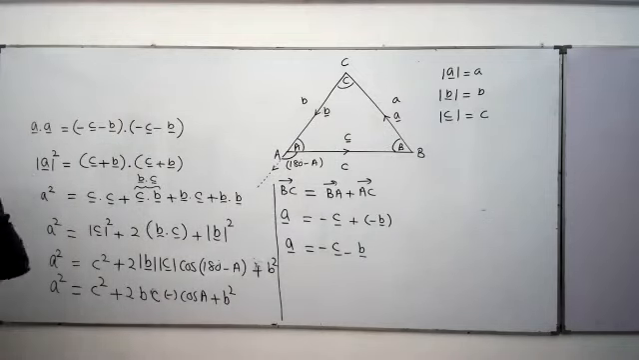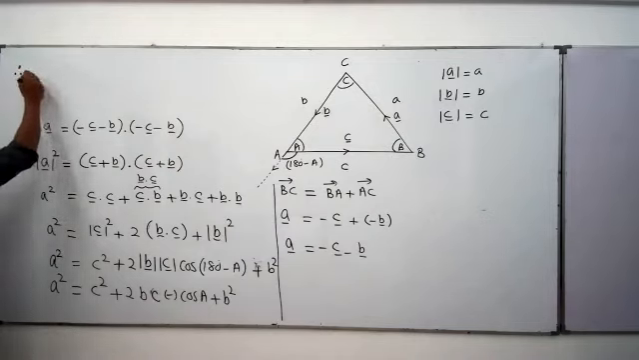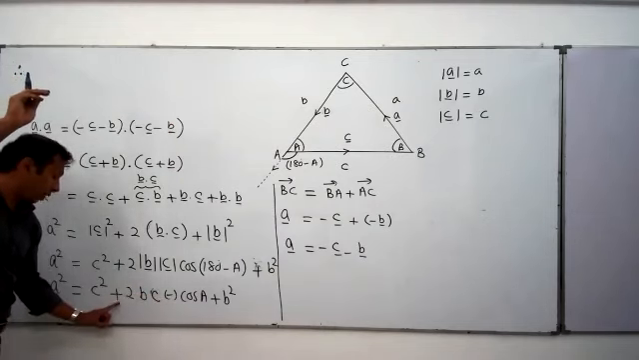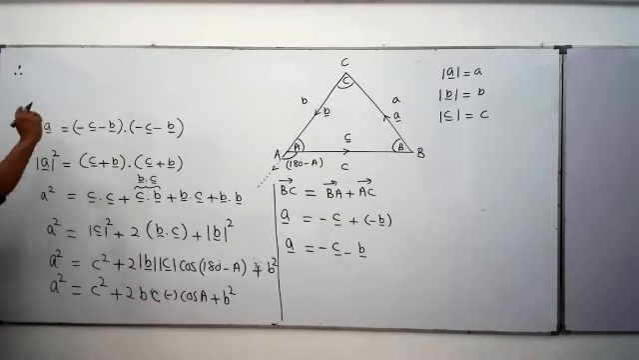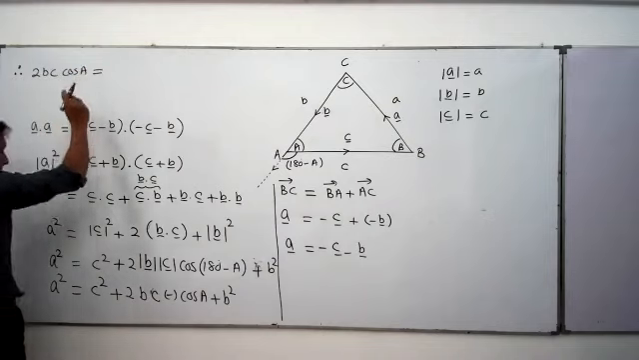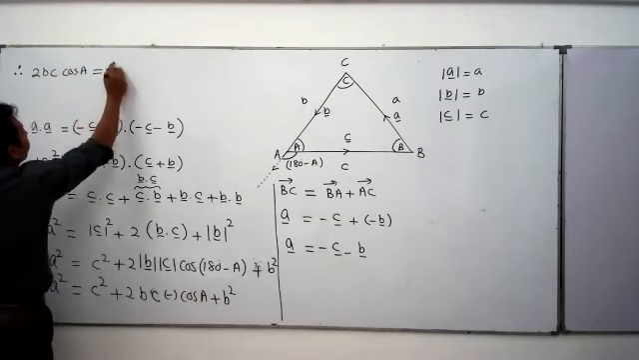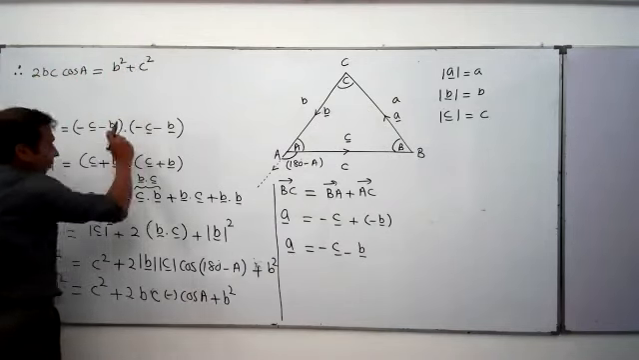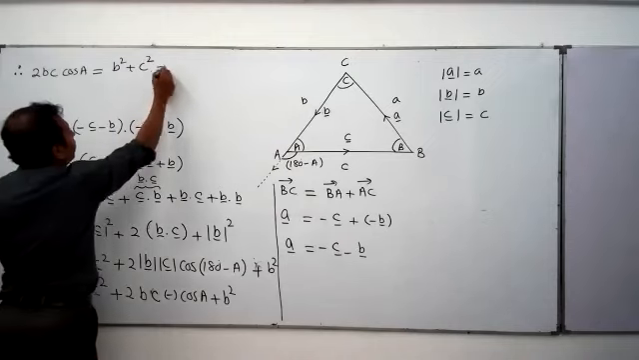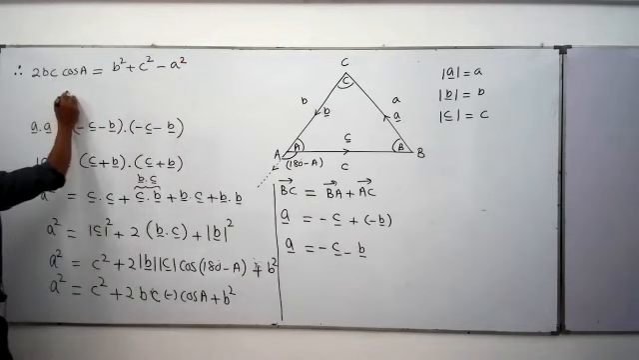Now you can write A squared is equal to, bring this plus and minus, make it minus, no? Minus 2bc cos A. Take this to this side: plus 2bc cos A. Take the right hand side: B squared plus C squared, minus A squared. Now divide both sides by 2bc. Then what do you get?